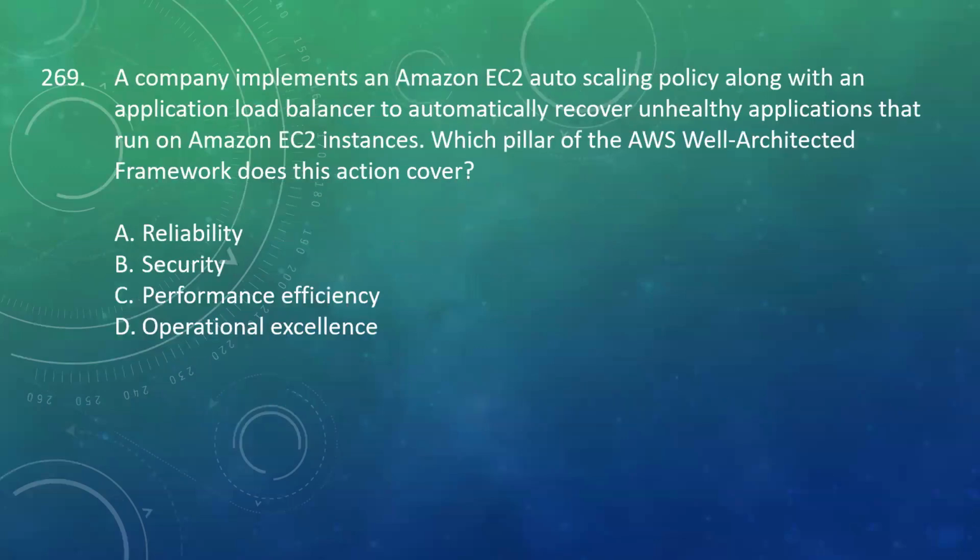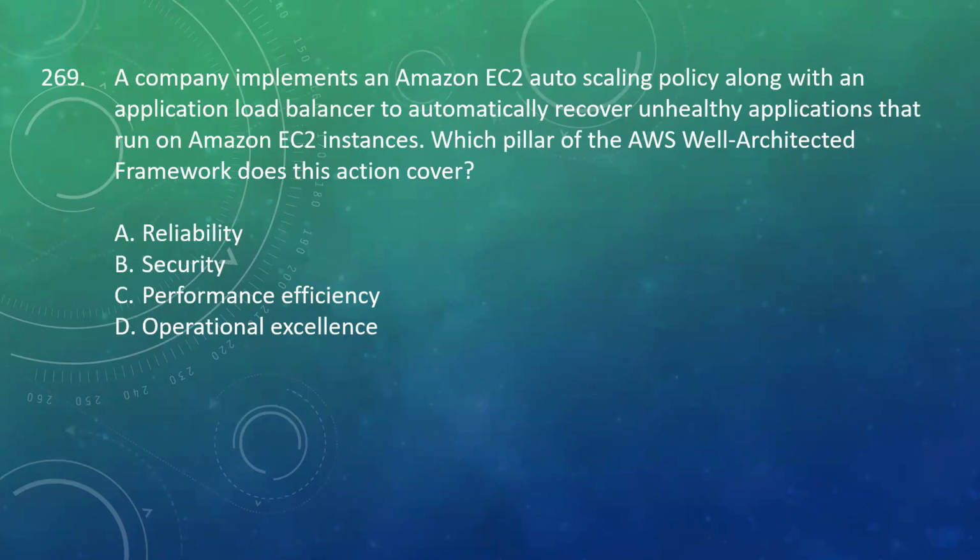Next question. A company implements an Amazon EC2 Auto Scaling policy along with an Application Load Balancer to automatically recover unhealthy applications that run on Amazon EC2 instances. Which pillar of the AWS Well-Architected Framework does this action cover? Your options are reliability, security, performance efficiency, and operational excellence.